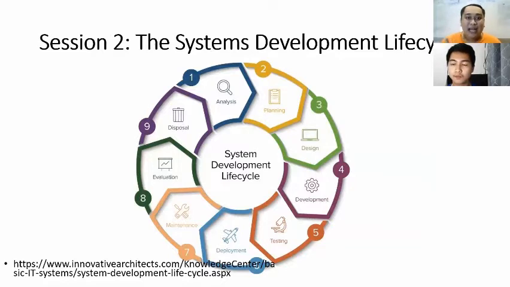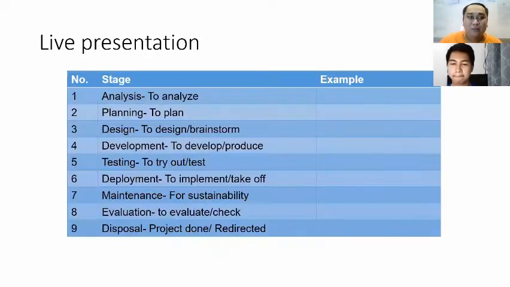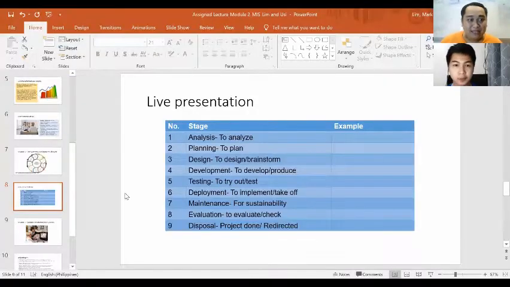The first one is analysis, the second one is planning, the third one is design, the fourth one is development, the fifth one is testing, the sixth is deployment, the seventh one is maintenance, the eighth is the evaluation, and the ninth one is the disposal. So if we will interpret these particular levels of the cycle, I will give you an example.